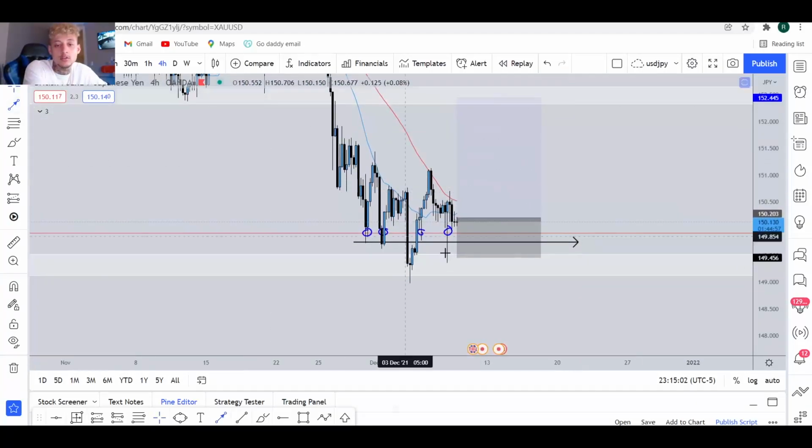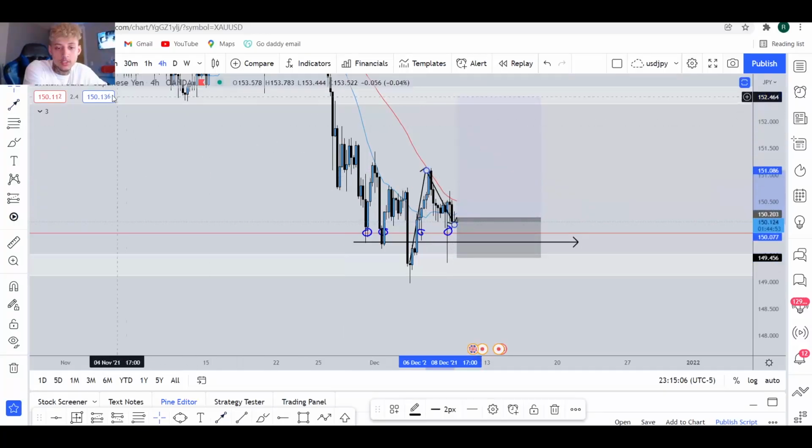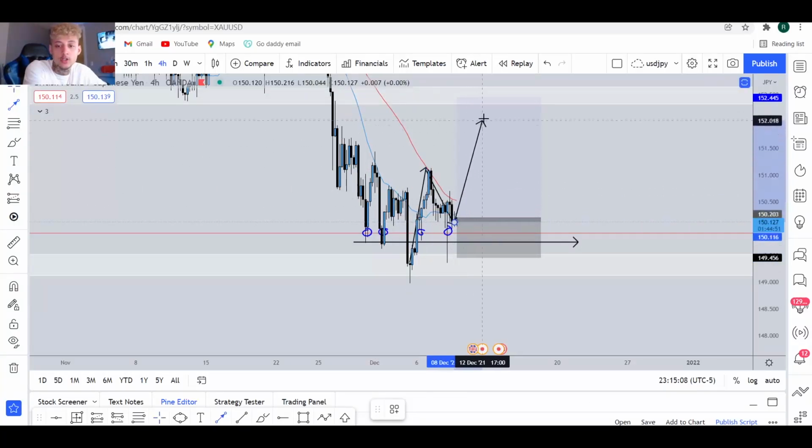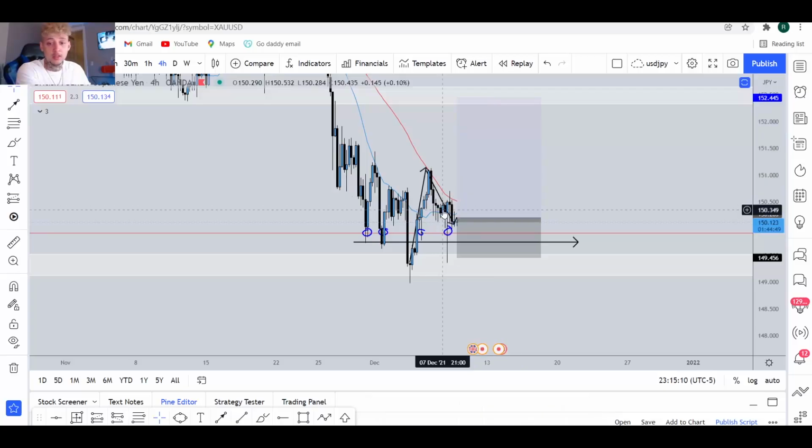And what we can also see is price starting to slowly form bullish structure. What I'm expecting is that 3-leg extension to the upside.